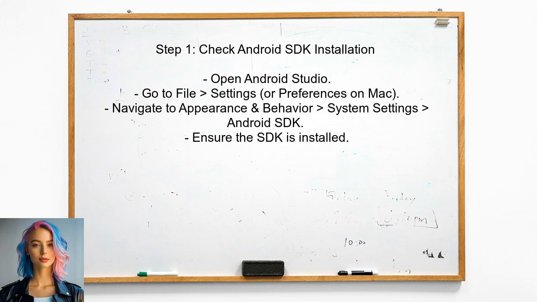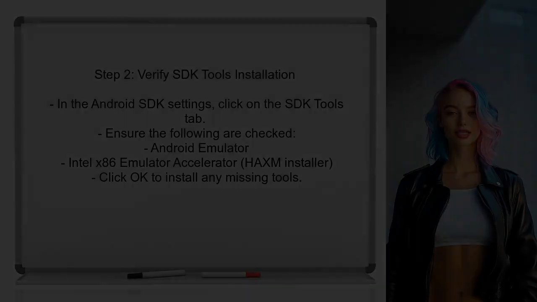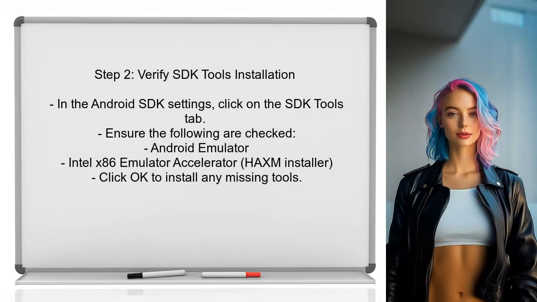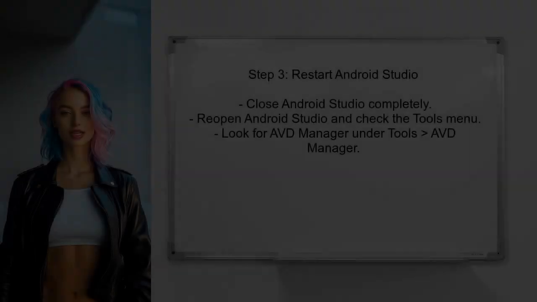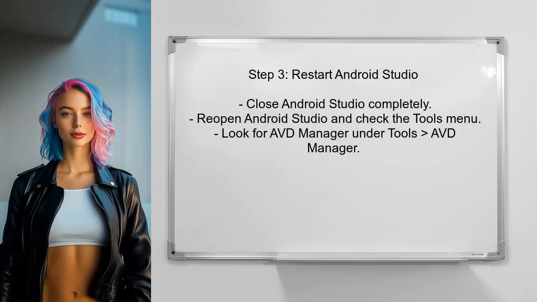To make the AVD Manager visible in Android Studio, the user should first check if the Android SDK is properly installed. This is crucial for accessing the AVD Manager. Next, the user should verify that the necessary SDK tools are installed. This includes the Android emulator and the Intel x86 emulator accelerator. After confirming the SDK tools, the user should restart Android Studio. This can help refresh the interface and make the AVD Manager appear.